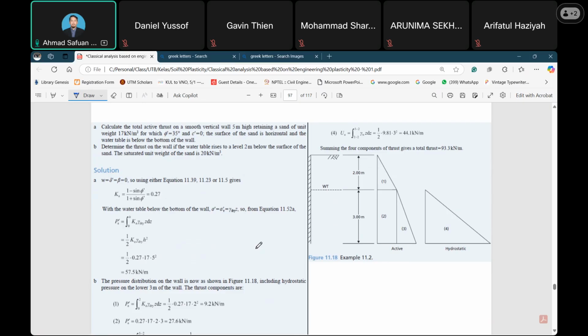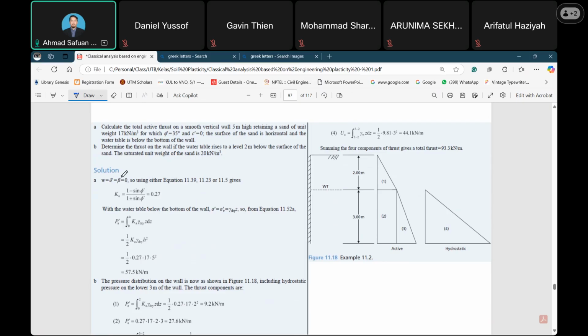B, determine the thrust on the wall if the water rises to a level 2 meter below the surface of the sand. The saturated unit weight of the sand is 20. So it is a flat, vertical wall, and it is smooth. Omega represents the batter angle, delta represents the smoothness, and beta represents the slope. So all of the parameters are 0.